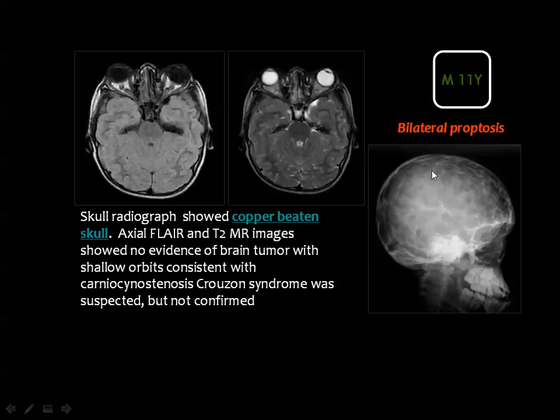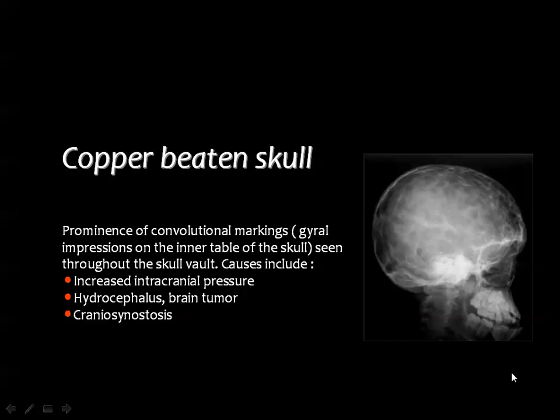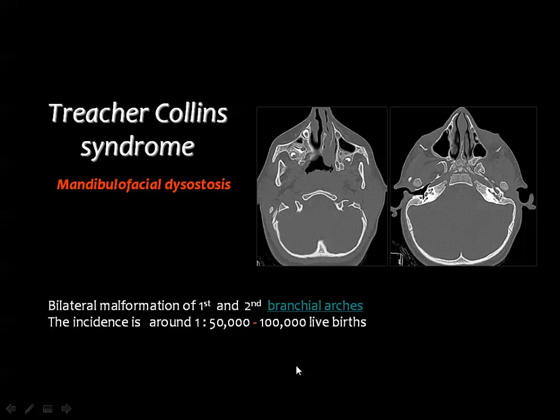And one of the manifestations due to craniosynostosis, you can get what is known as silver beaten or copper beaten skull, where you see the indentations of the convolutional markings on the calvarial bone. And these are the main causes of what is known as copper beaten skull: increased intracranial tension, the presence of hydrocephalus or brain tumor, and the craniostenosis.